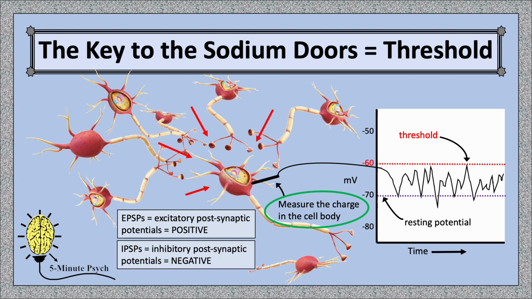If at any moment the neuron's charge changes from minus 70 to minus 60-ish millivolts, that is like the key to the sodium doors. Threshold is reached and the doors open. This would happen if the neuron received more EPSPs than IPSPs, enough to push it to minus 60 millivolts.